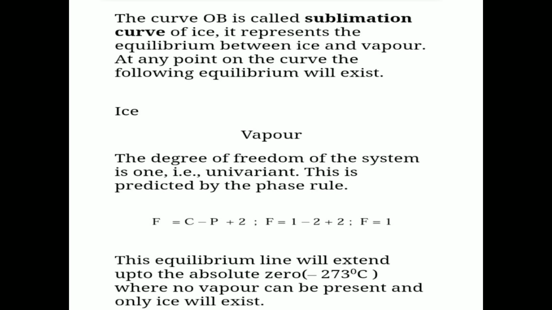F is equal to C minus P plus 2 is the phase rule equation. So F is equal to, the component is 1, so it is 1 minus, phase is equal to 2, that is ice and water vapor, plus 2. Minus 2 plus 2 cancel, so F is equal to 1. The equilibrium line OB will extend up to the absolute zero, minus 273 degrees Celsius, where no vapor can be present and only ice will exist.